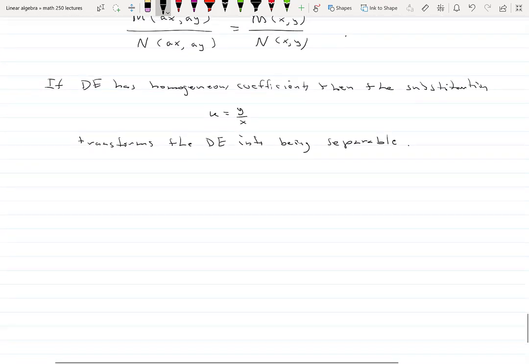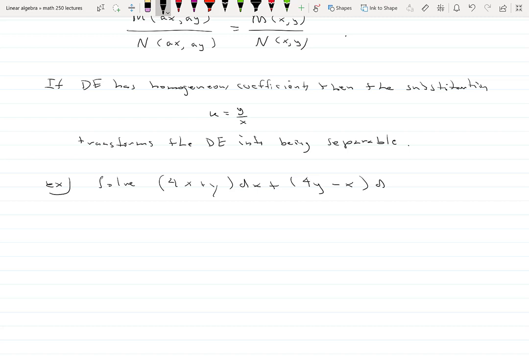So let's see how this works. For example, solve (4x plus y) dx plus (4y minus x) dy equals 0.